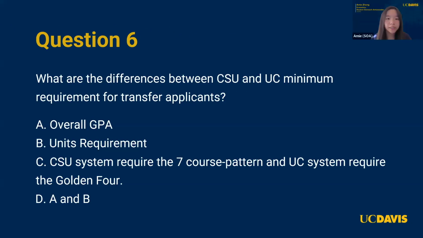Our question number 6 covers the information from the last slide. It asks, what are the differences between CSU and UC minimum requirement for transfer applicants? A, overall GPA, B, units requirements, C, CSU system requires the 7-course pattern and UC system requires the Golden 4 rule, and D, both A and B. Go ahead and input your thoughts in the chat and we will be revealing the answer in a few seconds.